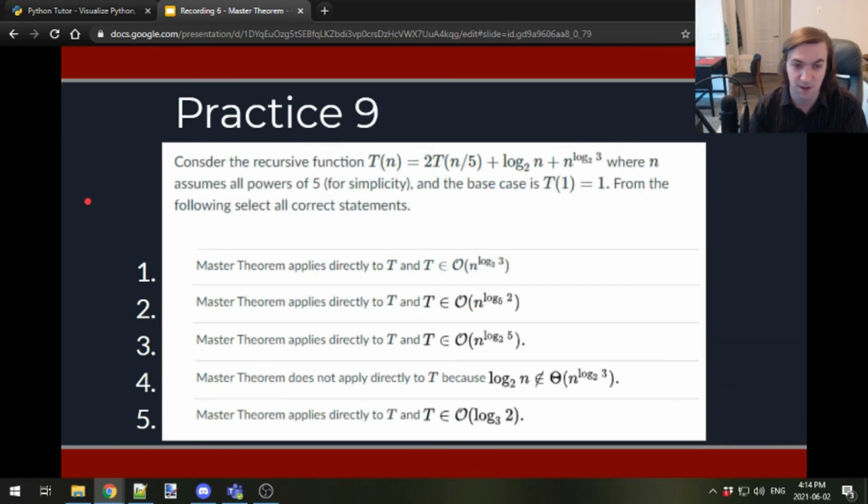Here is another example. Can we apply the master theorem to T(n) = 2T(n/5) + log base 2 of n + n to the log base 2 of 3? And for the sake of keeping the math simple, we're just going to assume that n is a power of 5 to make breaking this down a little bit easier. And the base case here is T(1) = 1. So which of the following are true? Think about it a little bit and we'll talk about it.